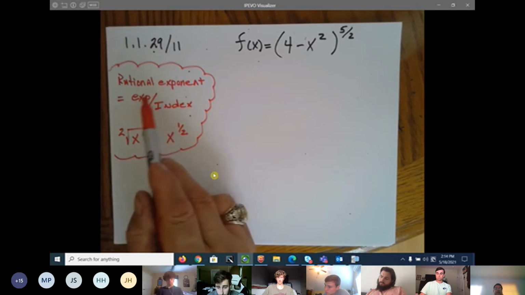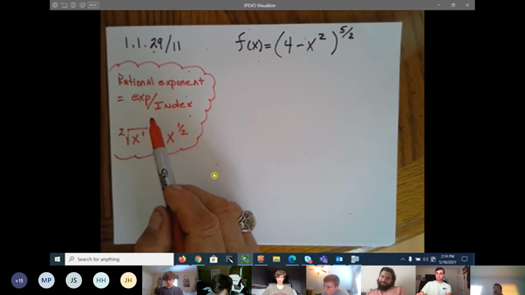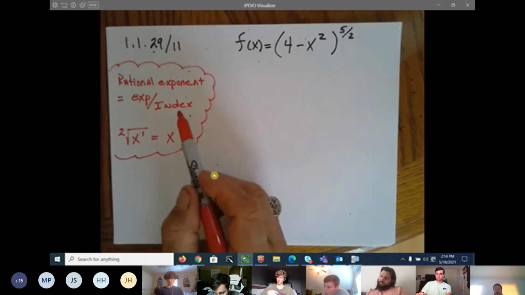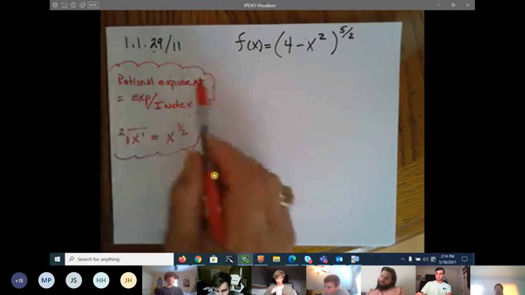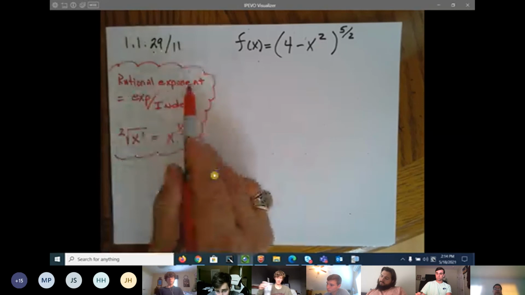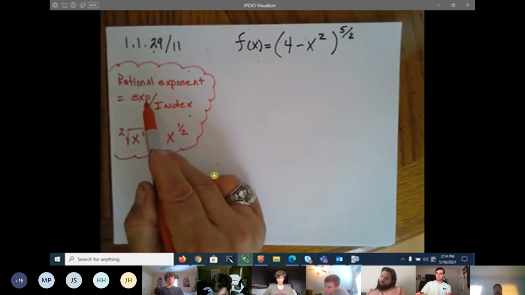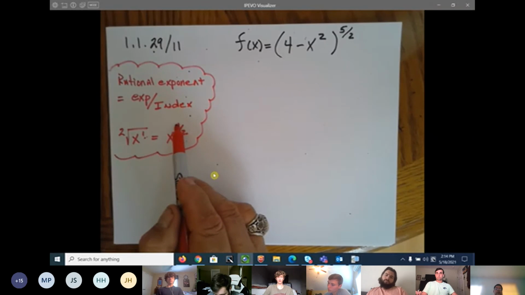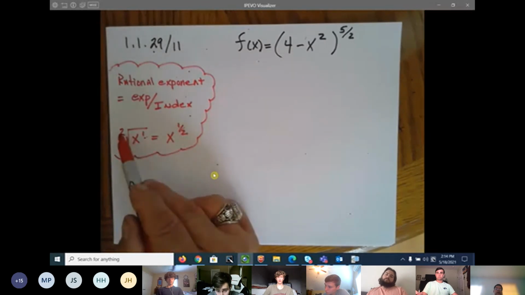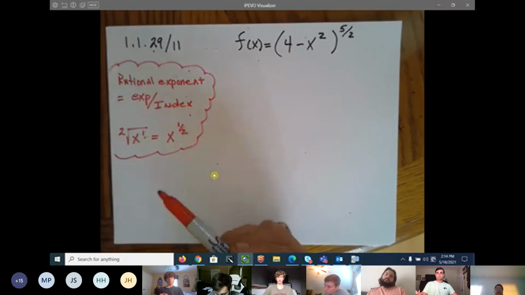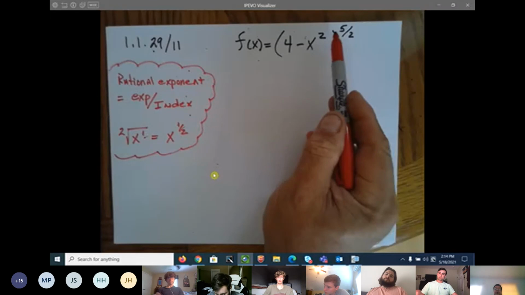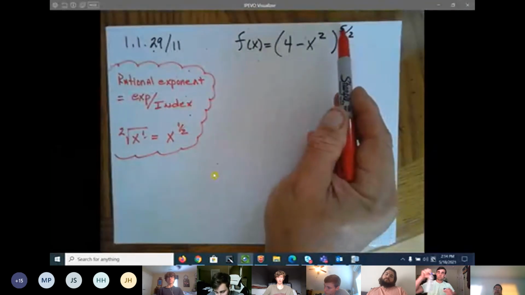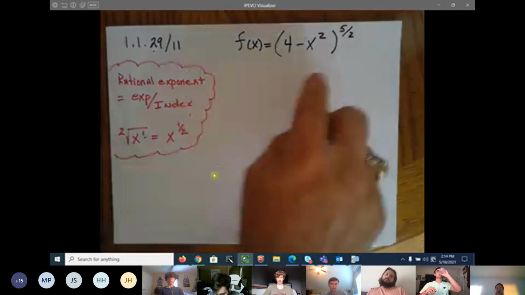Now that's condensed. It's not glorified in your book. It doesn't take up half a page, but it gets to the point. Rational exponent is basically exponent over index. The exponent divided by the index. So this is the square root of the 5th power. So what I'll do is I'm going to rewrite this.